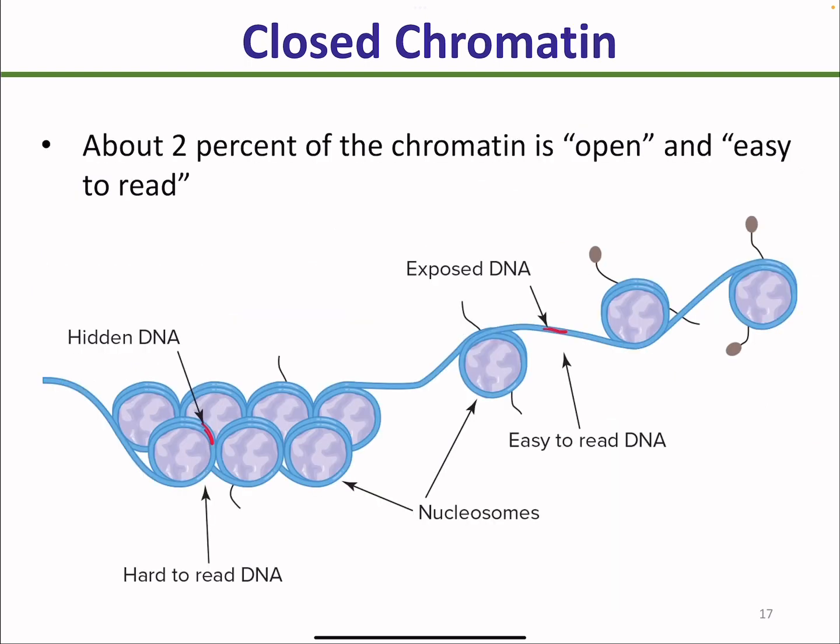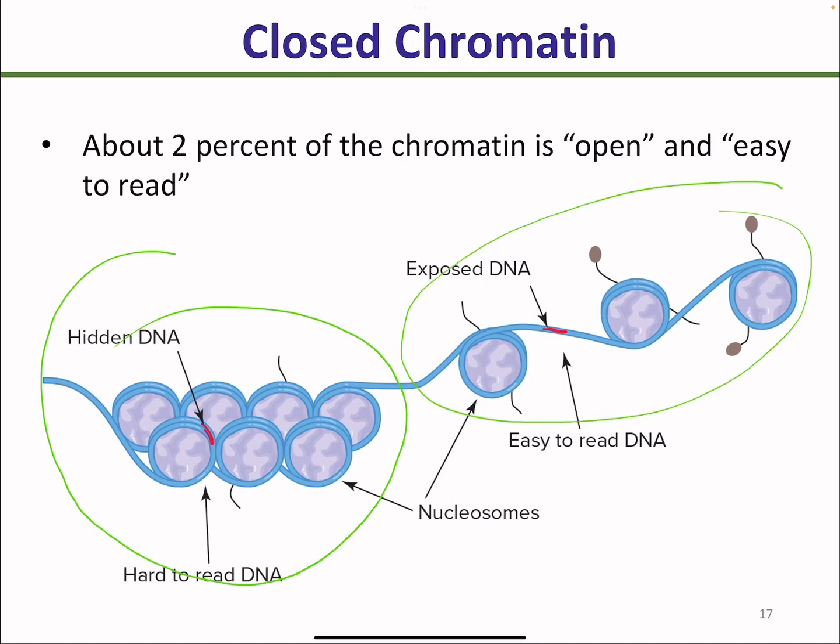Okay? So now we do see two forms of chromatin, right? We have a chromatin here that is compact, and we have some chromatin here that is loose. The chromatin that is loose is going to cause exposure of some pieces of DNA where genes are located, right? That exposed DNA carries a gene right here. Now that gene can be expressed, okay?